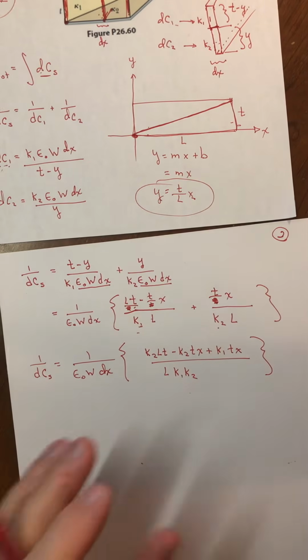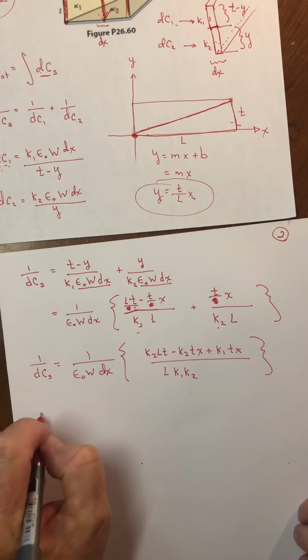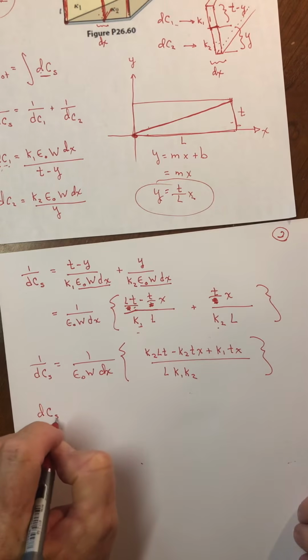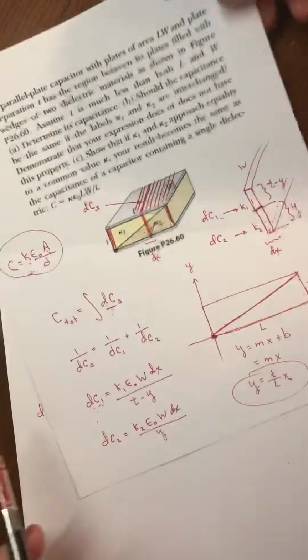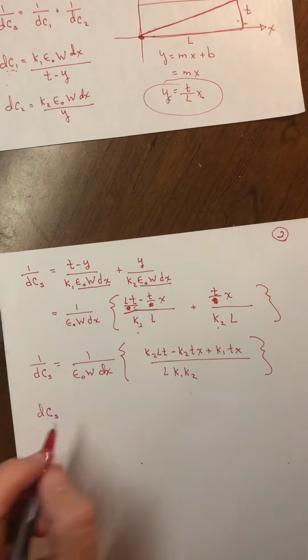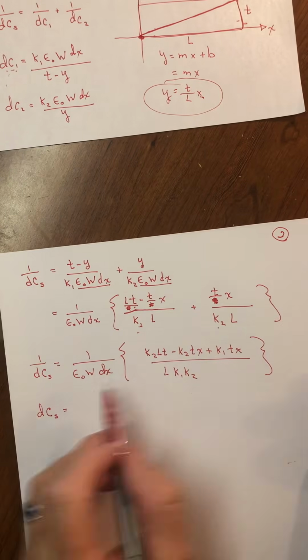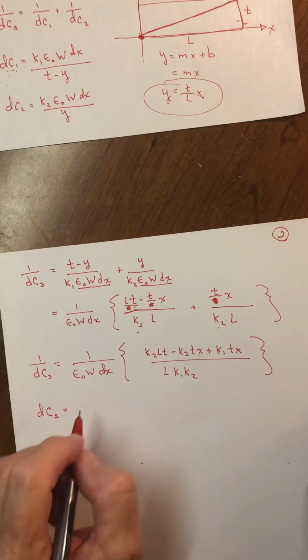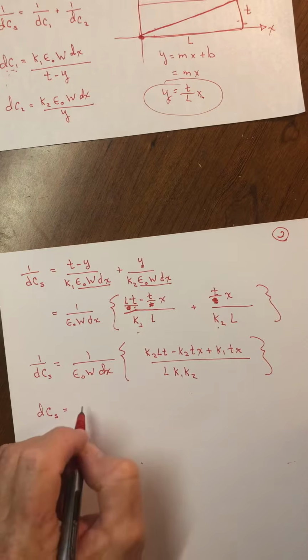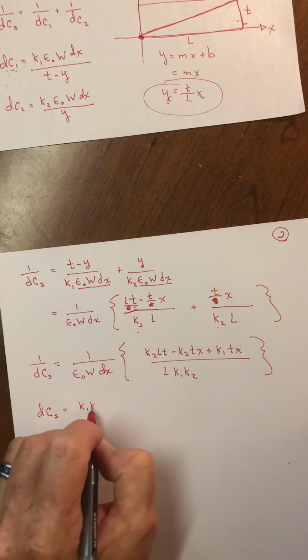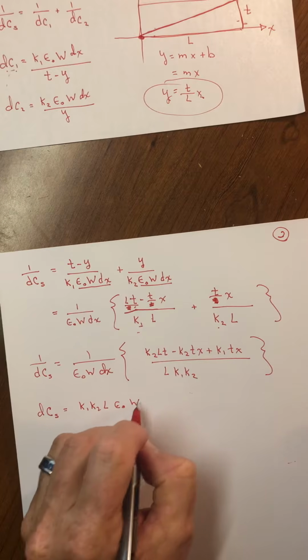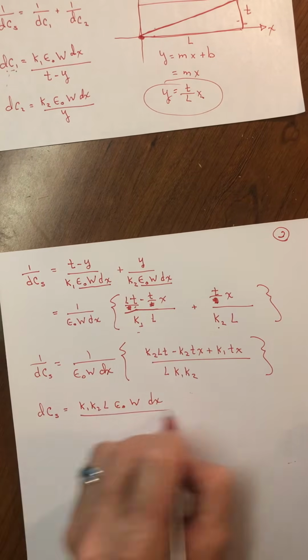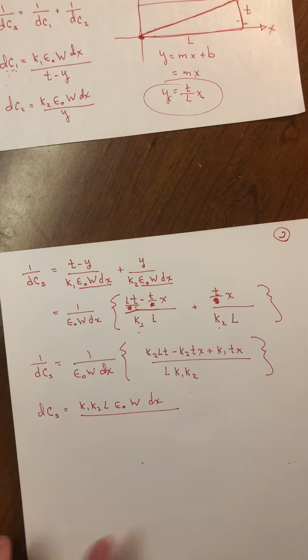So now if I flip it, I can get what I'm needing to do the integral. It's way back here, so I still got a lot of work to do. But I can now flip this, and so everything on the bottom becomes on the top, and so I'll just put this first. In fact, I'll put kappa 1, kappa 2, L first. Epsilon naught, the W dx. And then downstairs would be this piece.